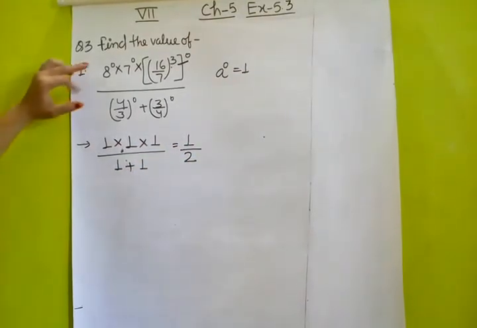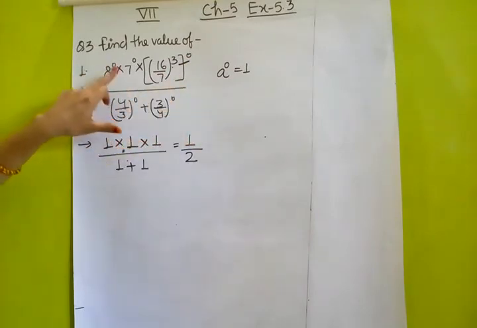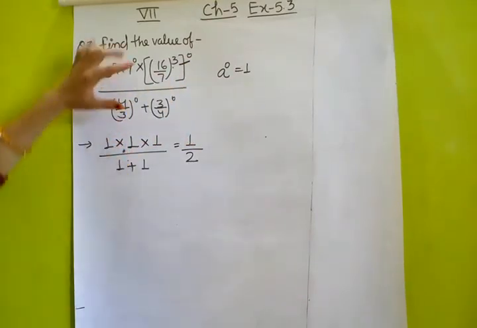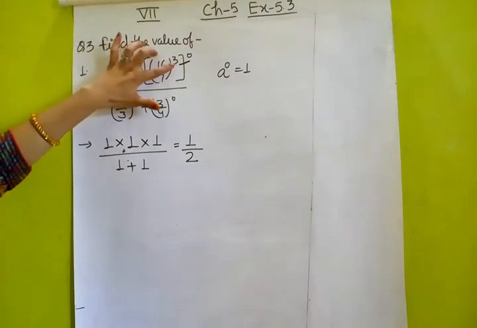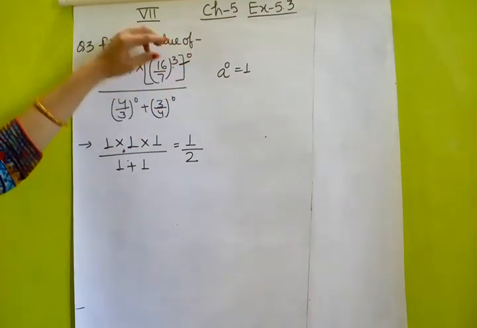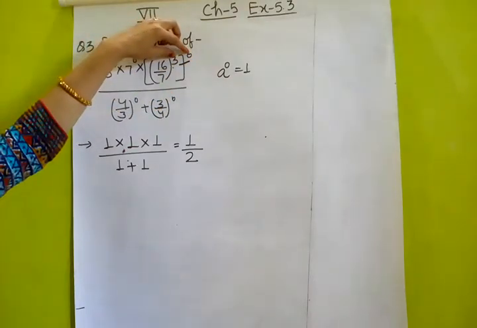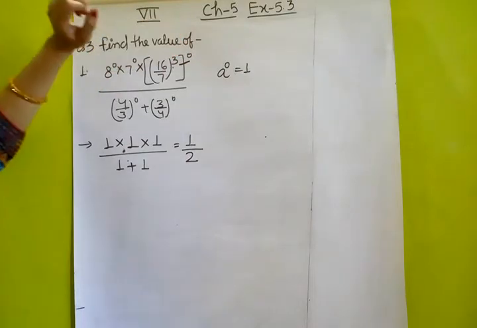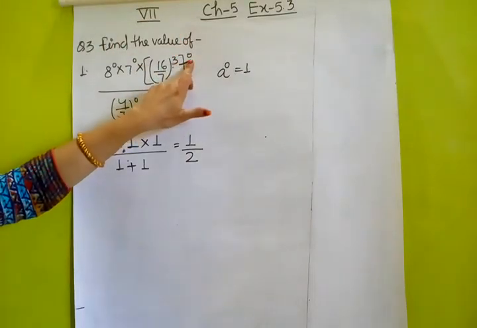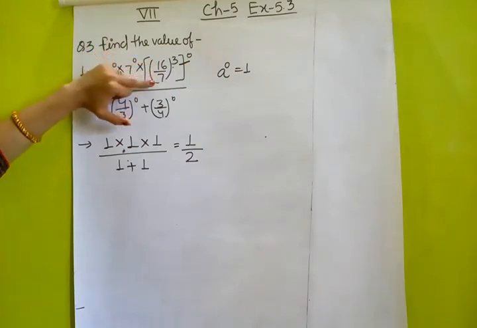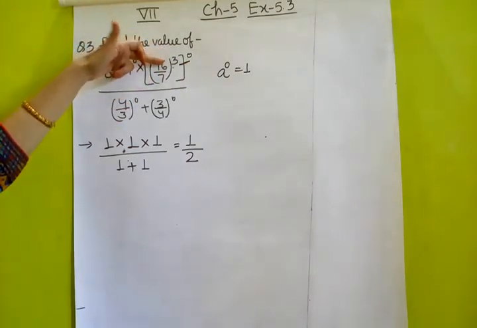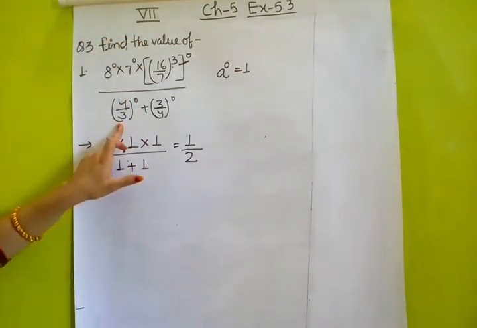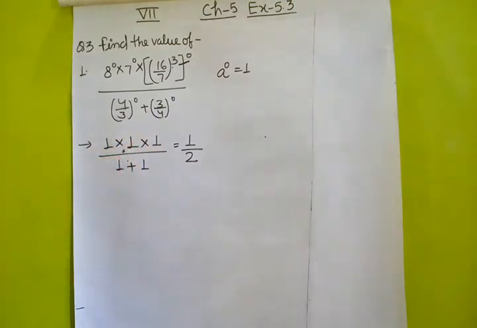Okay students, so here at the place of 8 power 0, 7 power 0, I have written 1. Then 16 upon 7, 3 power 3 power 0. You know now when double powers are coming, then we multiply these powers. So 3 multiply 0 will be 0. So 16 upon 7 power 0 will also be 1. Now here also 1 and 1 will come. Okay students, now next part.